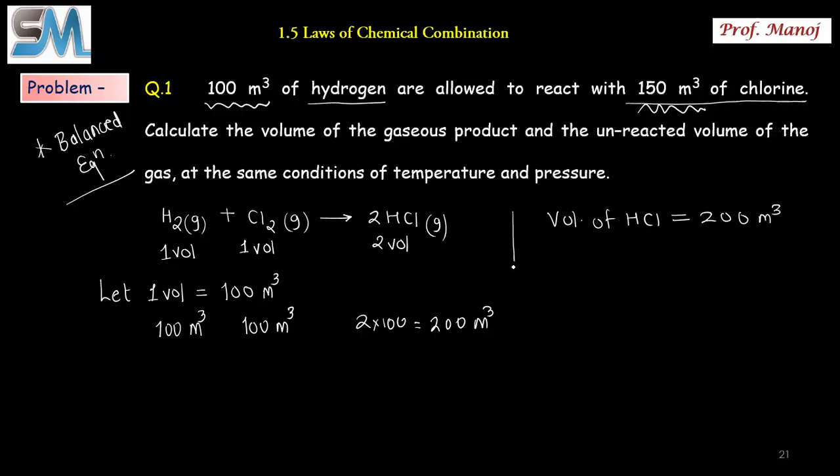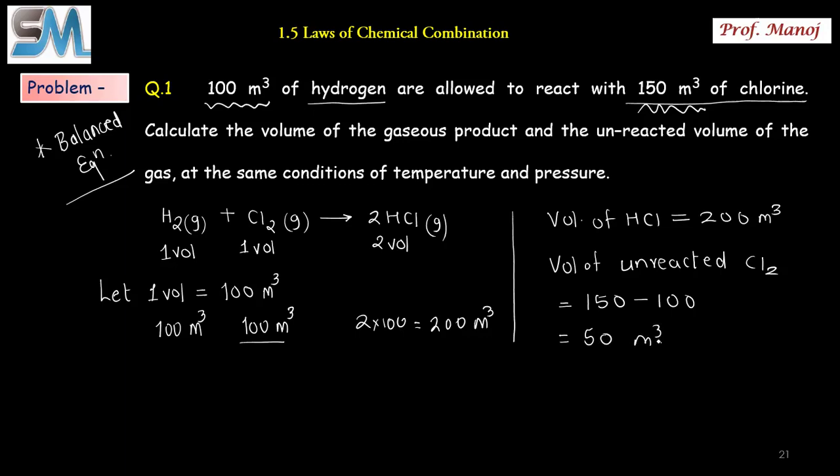Now, if you observe carefully, we had taken 150 meter cube of chlorine. So the volume of unreacted chlorine will be 150 taken, 100 only used. So 50 meter cube is left over. So we have got the two things which were asked and calculated: the volume of the gaseous product, that is HCl, and the unreacted volume of the gas, that was chlorine.